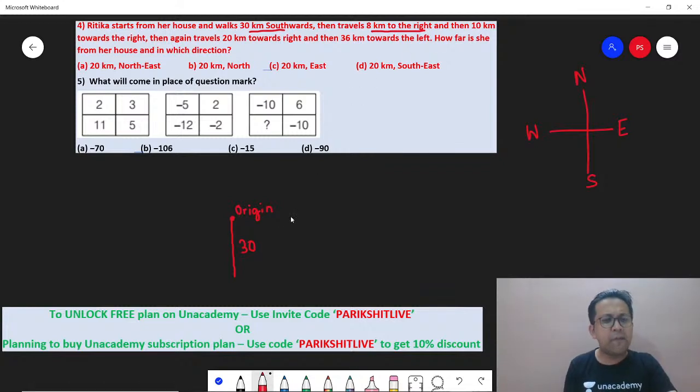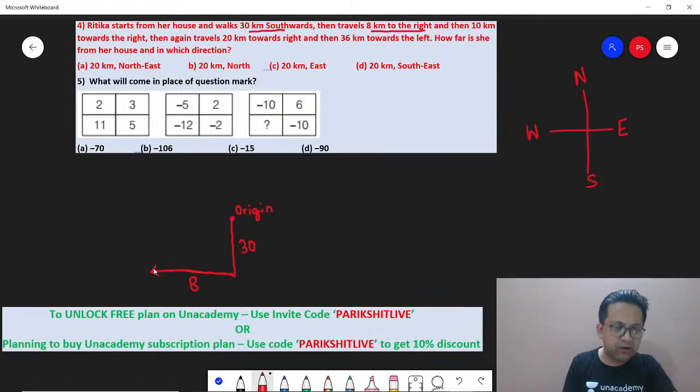Then 8 kilometers to the right. Think about it. The person is looking downside. Right for him would be this side. Remember, right for him would be this side. So this distance is 8. And then 10 kilometers towards the right. Remember, person is looking towards this side. Now you need to go 10 kilometers to the right.